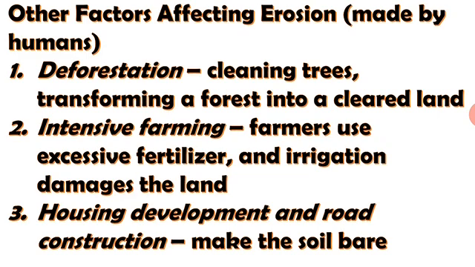Number two is intensive farming. Farmers use excessive fertilizer and irrigation that damages the land. And number three is housing development and road construction. They make the soil bare, so it means that the soil cannot hold onto trees, grass, or any plants. That's why it is bare and easily eroded.